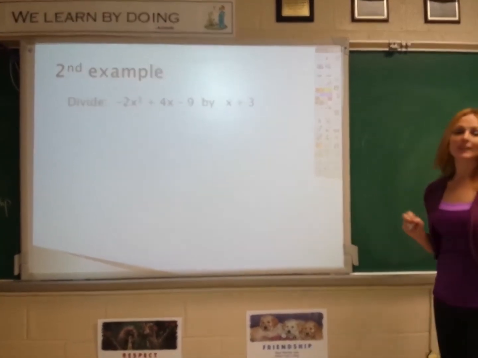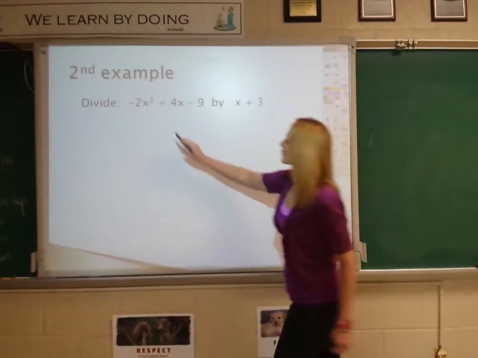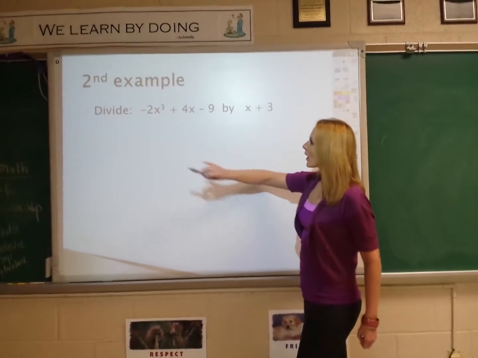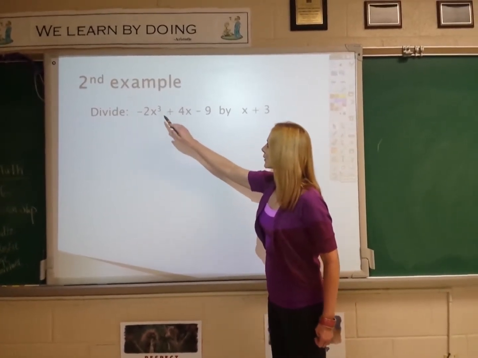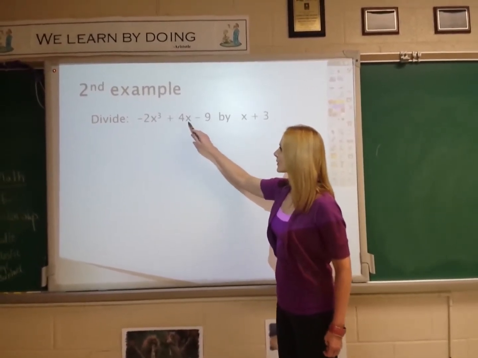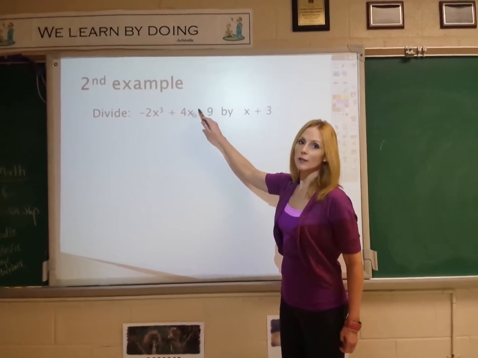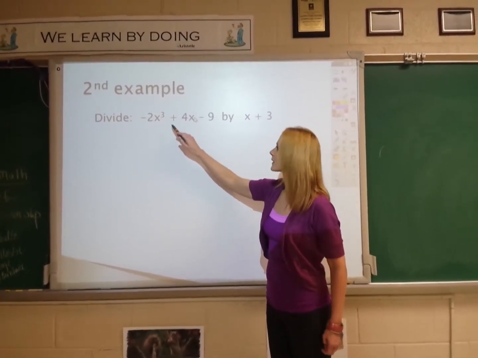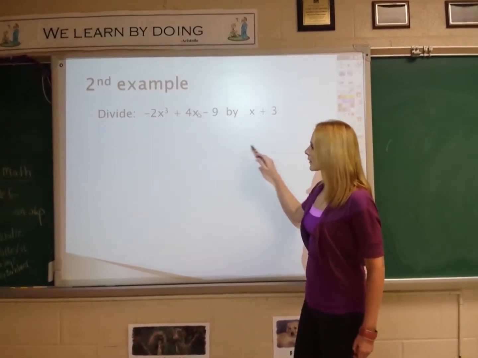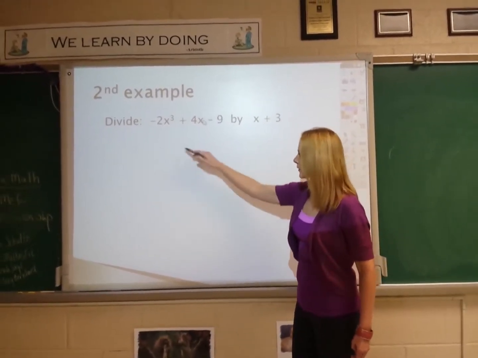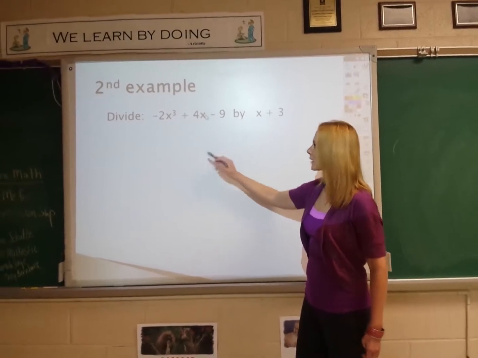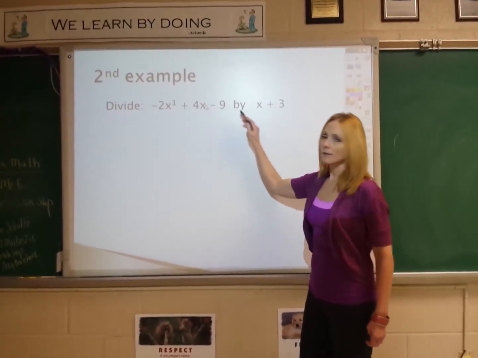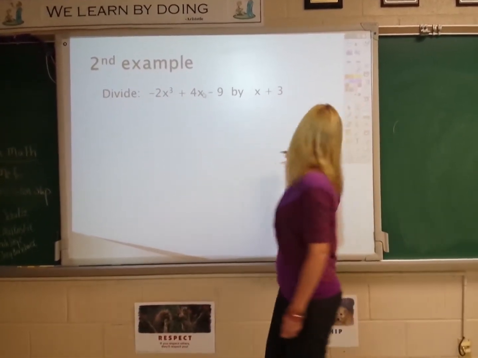All right, and now this one's a little bit different. If you notice when you look at your terms here, you have negative 2x cubed, and then the next term is 4x to the first. So we're missing what's called the quadratic term in this expression. So when we're writing out our dividend, or the number that's underneath our division sign, you have to make sure that you put all of your terms in descending order.